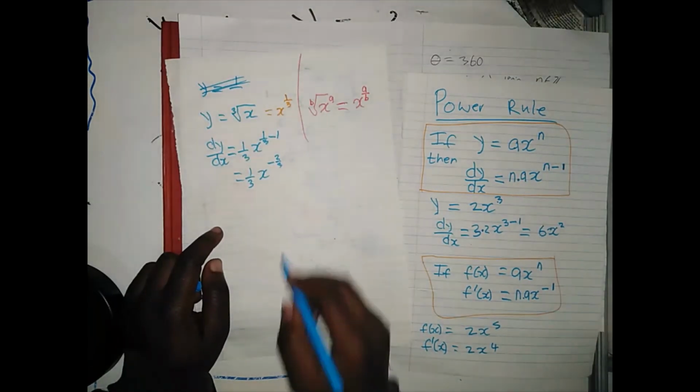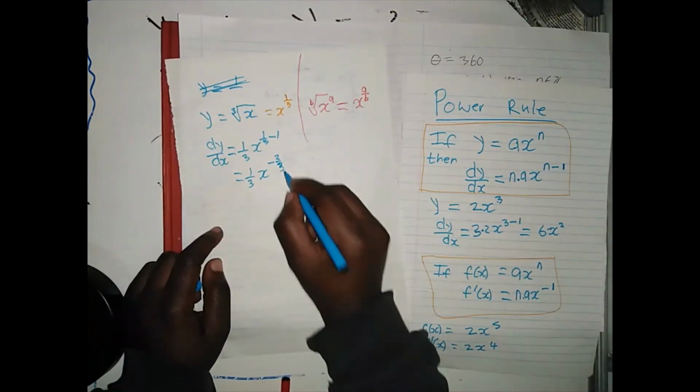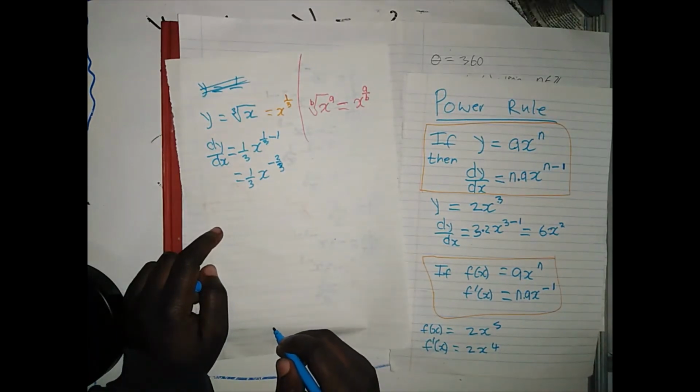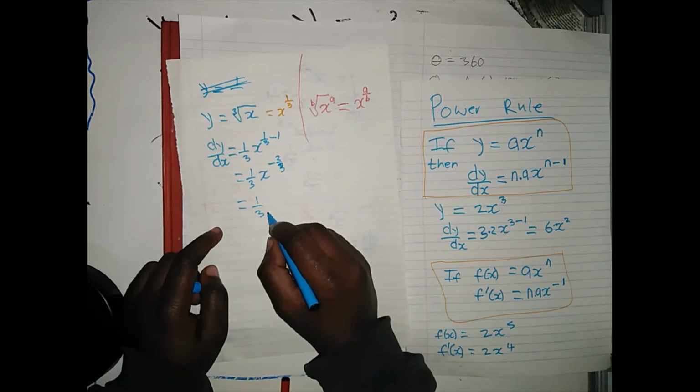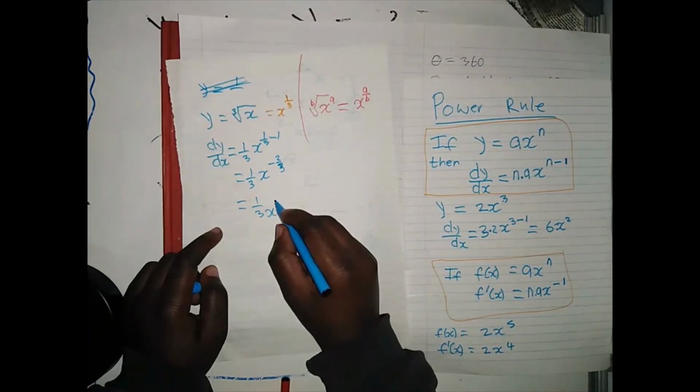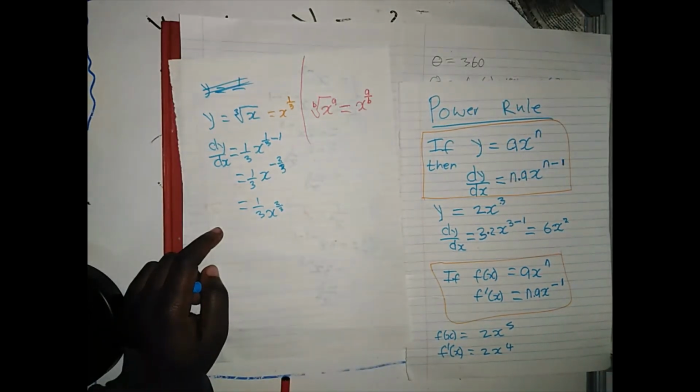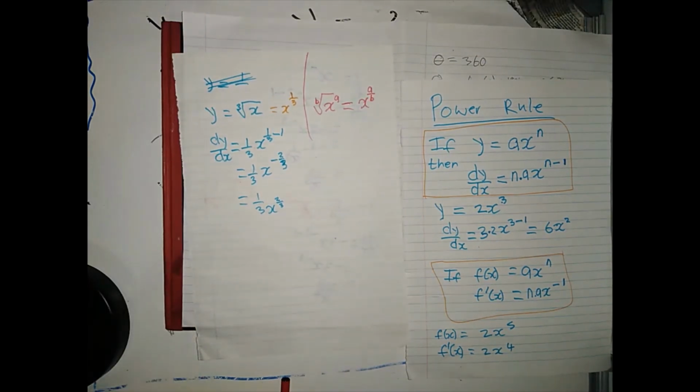And then you know, guys, let me write it properly so that you can see. You have to leave it in a positive power. So you have 1 over 3 times x to the power positive 2 over 3. Can you see that? It looks very small, but I hope you can see and correspond with what I'm writing here. All right, these are a little bit more complicated kinds of derivatives.